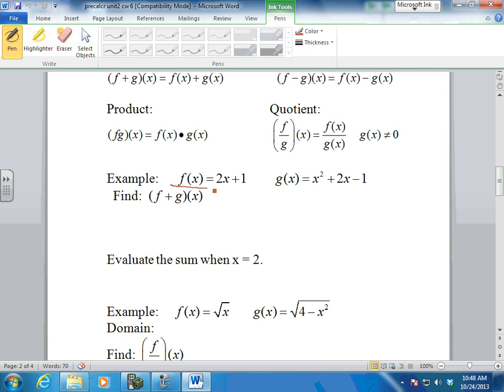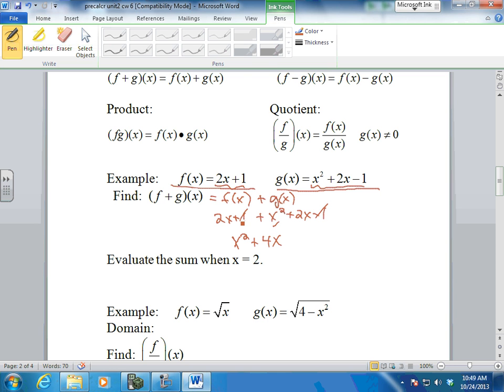We have two functions, the f function and the g function. We're going to perform a sum on these two functions. So we're going to take f of x and add to it g of x, and we should come out with one function, one rule, that combines the two of them. We take this piece and this piece, and we just add them together. We combine like terms. We've got an x squared, a 2x and a 2x is a 4x, and the negative ones cancel out.